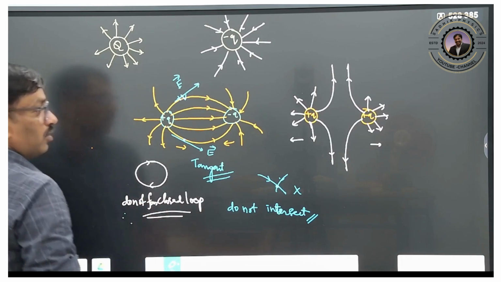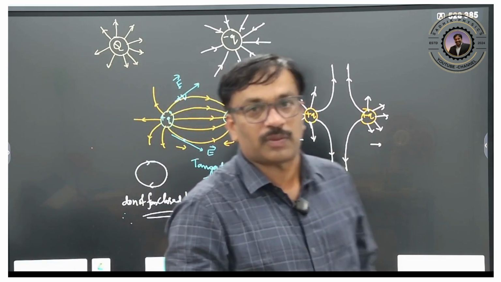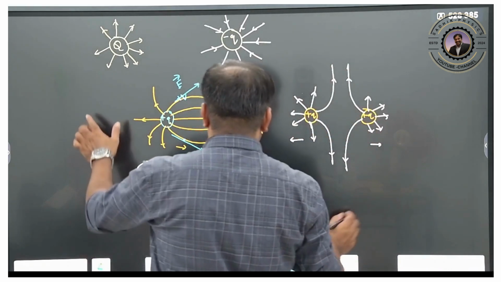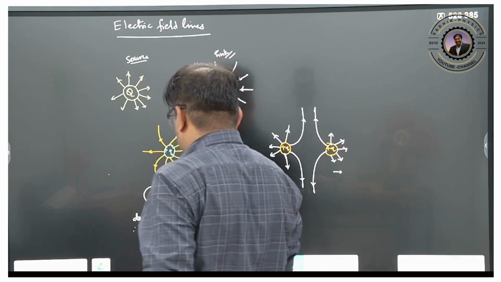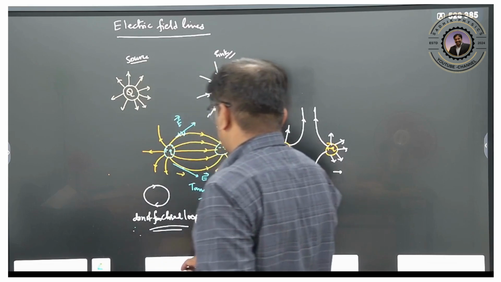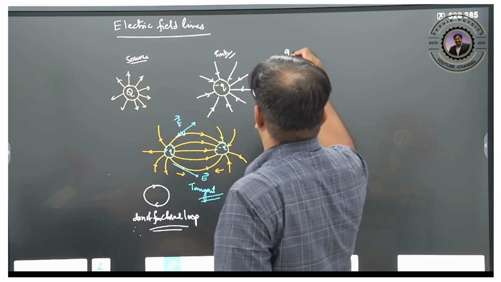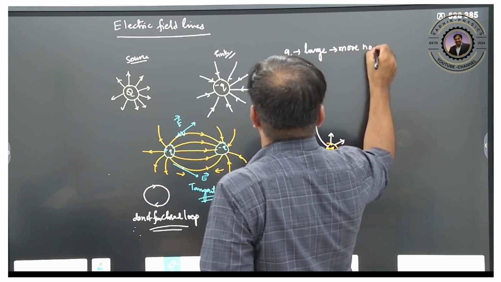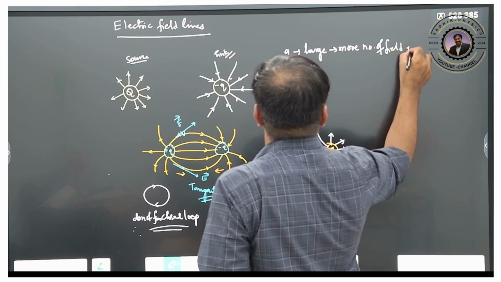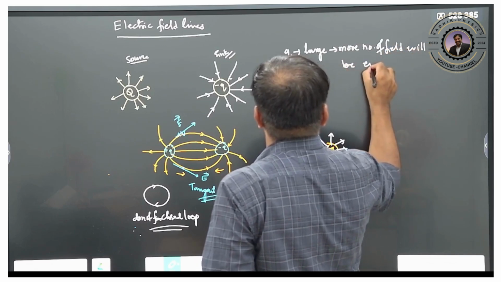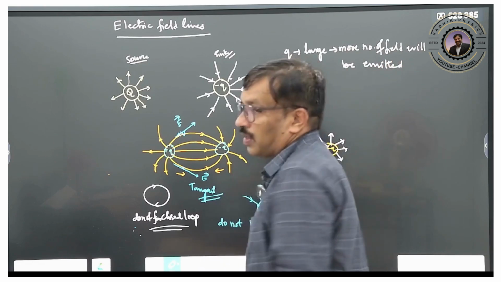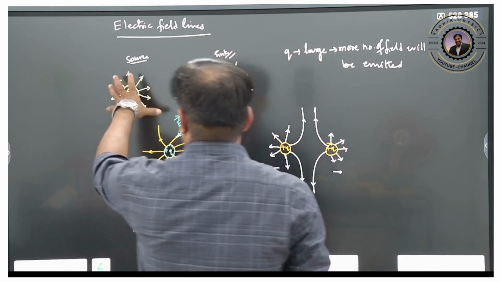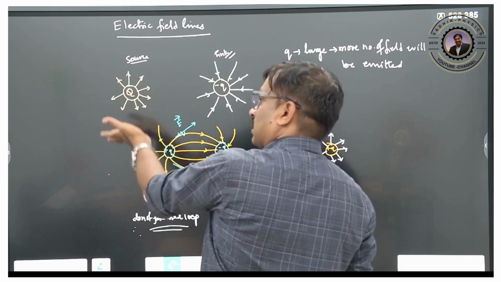You are understanding? So these are the electric field line properties. Also, suppose there is a charge here. If the charge is very large, then a larger number of field lines will be emitted. The number of field lines emitted depends upon the amount of charge. If more charge is there, more field lines. If less charge is there, fewer field lines.